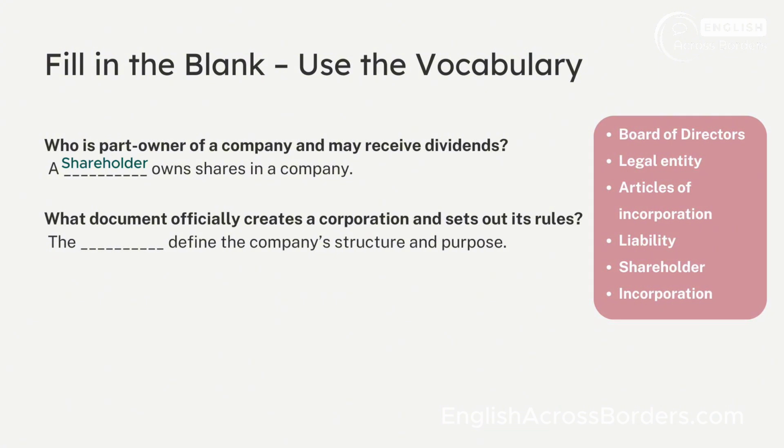Next, what document officially creates a corporation and sets out its rules? The answer is Articles of Incorporation. So we say the Articles of Incorporation define the company's structure and purpose. And the Articles of Incorporation are legal documents filed with the government to formally establish the company as a corporation or an LLC.